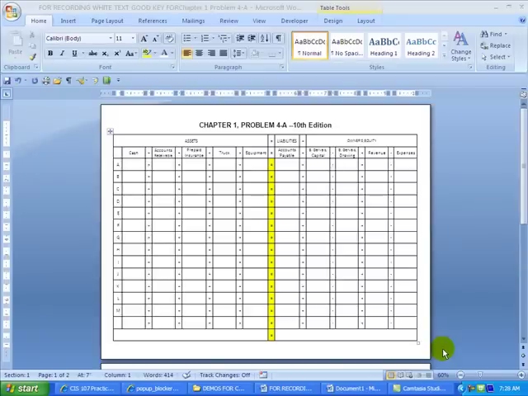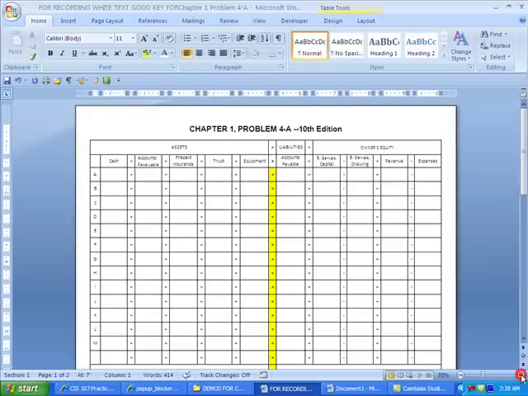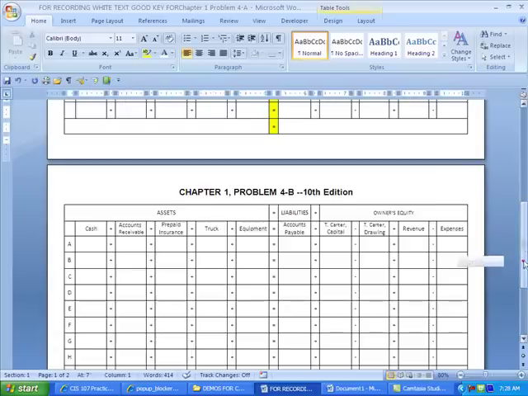This is problem 1-4A. It's on page 37 in your book. I'm going to go through these in a Word document for you. What I'd like to do is also just remind you that when I'm doing these, I'm not going to be running the balances each time.